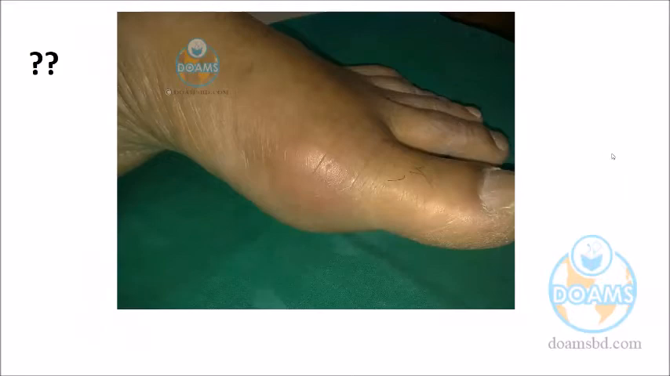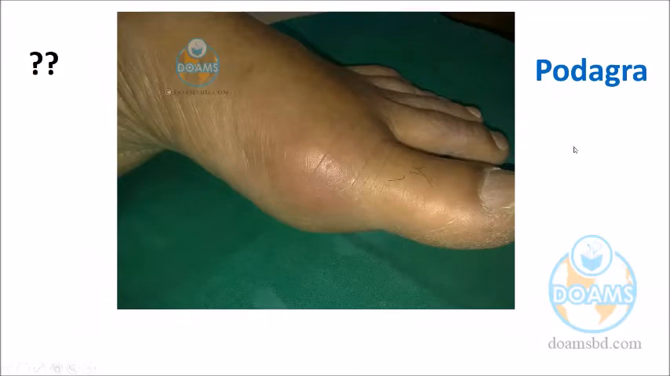Yes, please. Sorry, Doctor, your voice is not clear. Anyone? Swelling. There is swelling and redness. What is the probable diagnosis? Gout. Yes, very right.